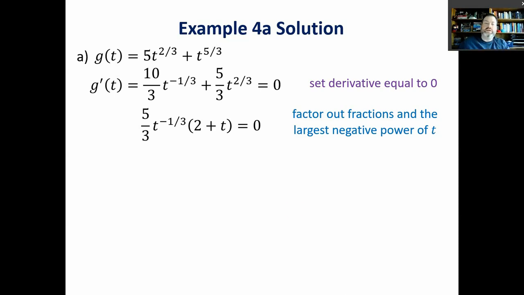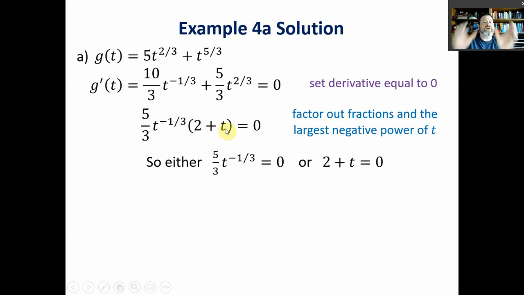The reason for that is that we want this expression to be easy to solve. And I'd say 2 plus t is pretty easy to solve. So this tells us either this thing is equal to 0 or this thing is. So we've taken our derivative, factored it, and set it equal to 0. It doesn't matter what order you do it in, it's just usually easier to solve the equal to 0 part first. So either this is 0 or this is.